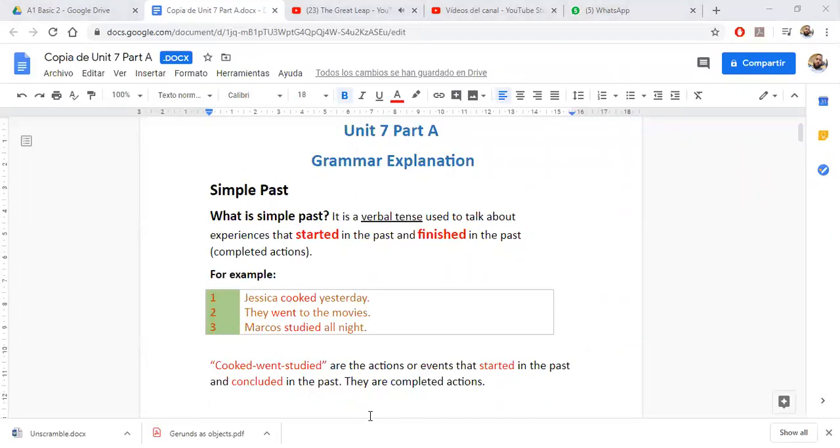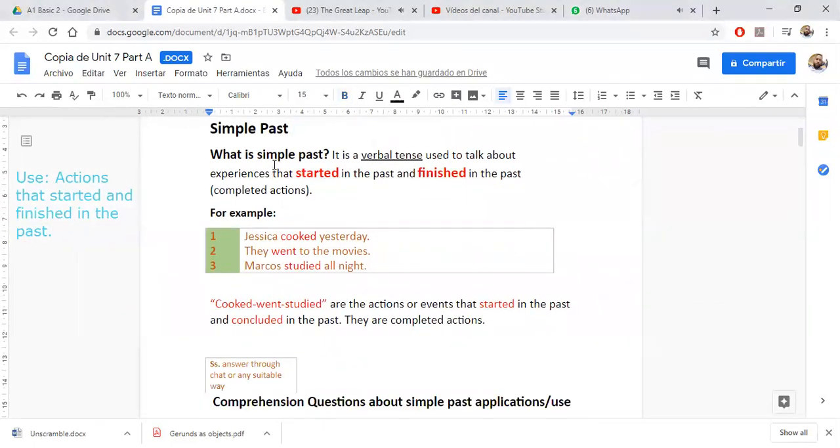So this is going to be here. Actions that started and finished in the past. Okay, I'm going to leave it there because we're going to be seeing that. And that is very, very important for you. Actions that started and finished in the past. So that's what simple past is for. That's like the main use. So if someone asks you, it says use, oh, actions that started and finished in the past, teacher. Okay, very simple.